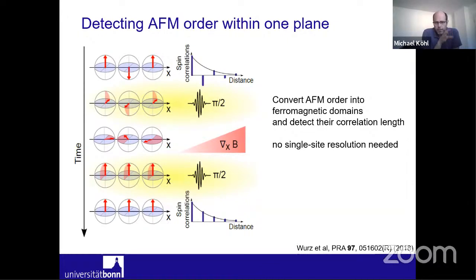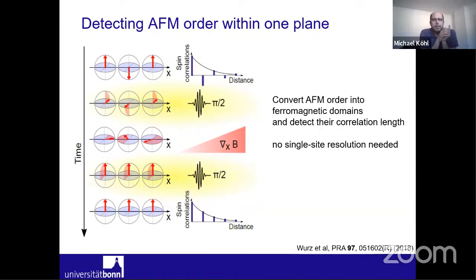What we can see with this is we can measure correlations for any k vector, magnetic correlations for any k vector within the first Brillouin zone. So we're not actually limited to observing the checkerboard order, but we can measure any magnetic correlation function there. And this works the following way.